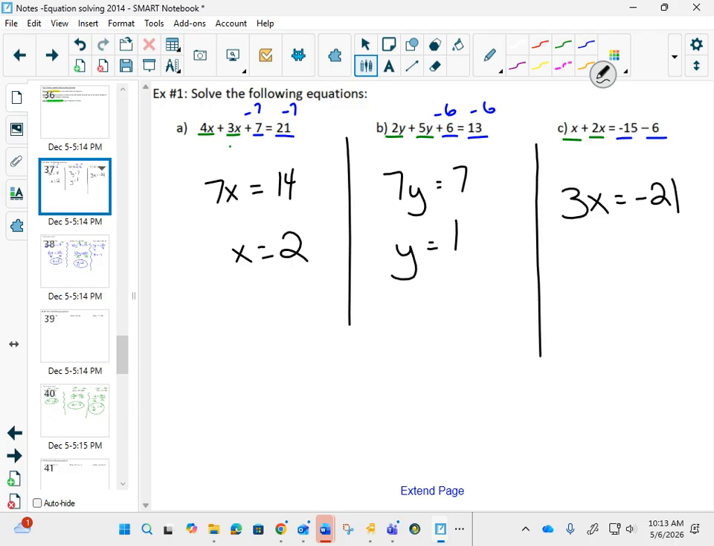Now, we want to get the x. What's the opposite of multiplying by 3? Dividing by 3. So I divide this side by 3, I divide this side by 3. A negative divided by a positive? Negative. Negative, and then 21 divided by 3.